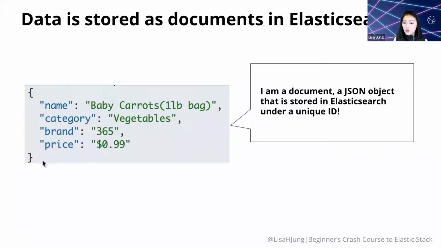So in a JSON object, it contains a list of fields or key value pairs. So for example, it has the name of the product, the category it belongs in, its brand, and price.